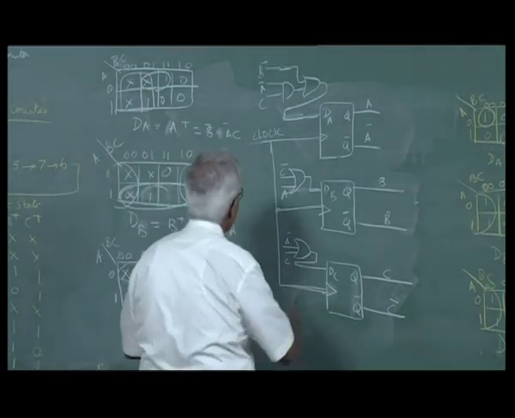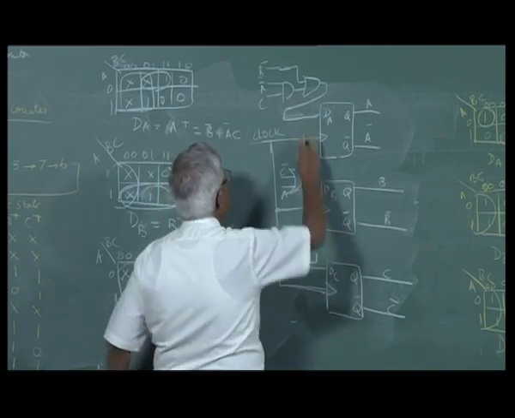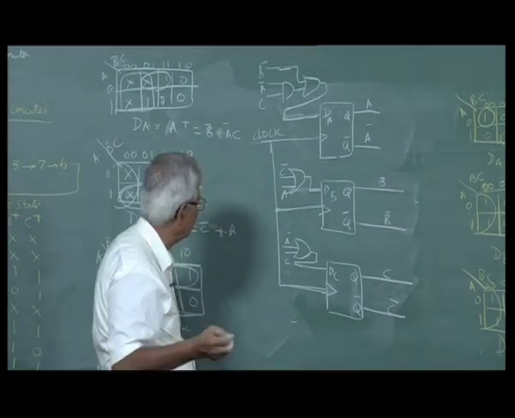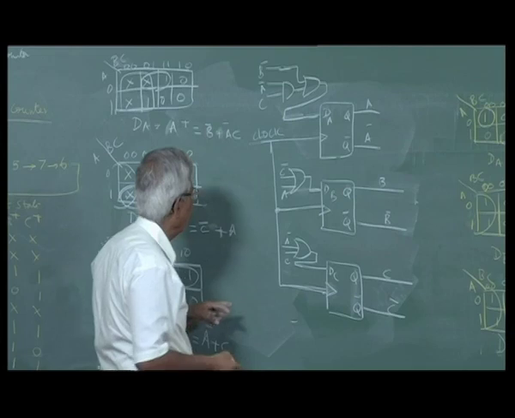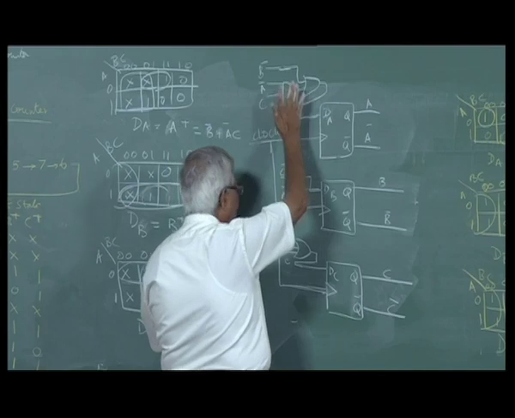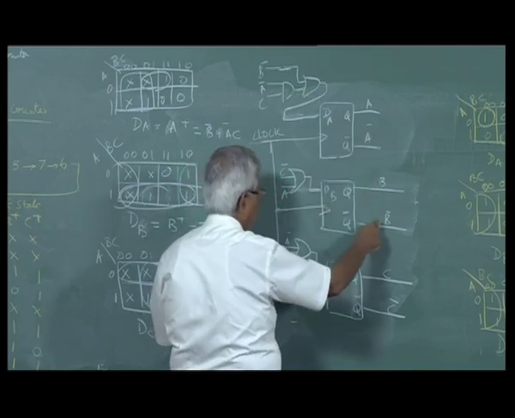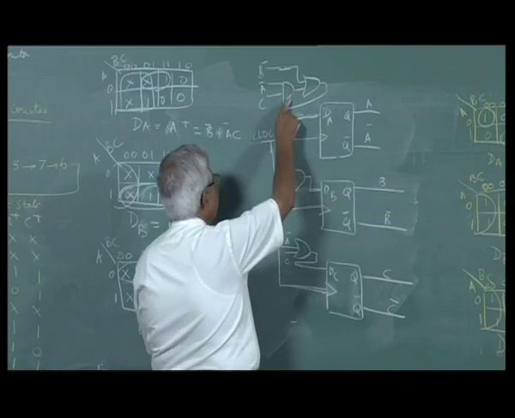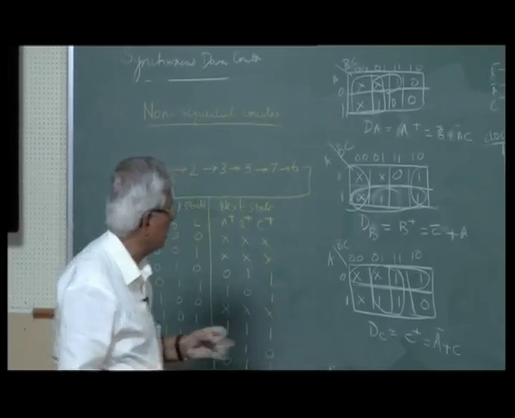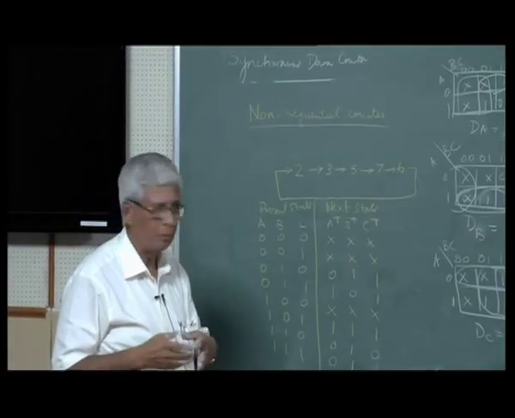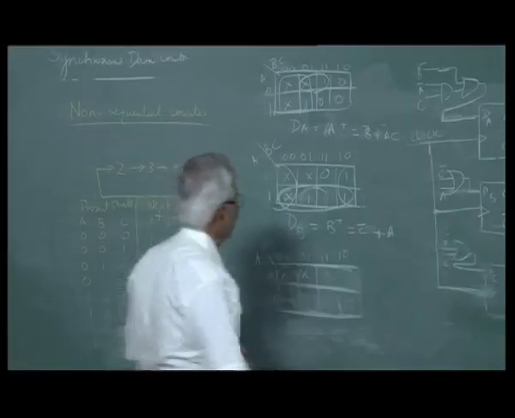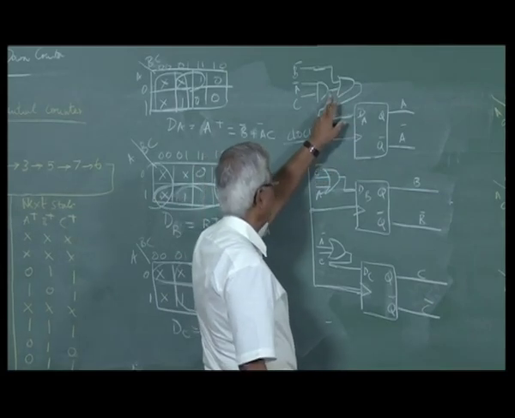We will assume that normally these combination logics are very simple: 2 gates, 1 gate, 1 gate. So it is a small amount of delay, and the clock is applied. This will be ready even before the clock comes, because A bar, B bar, C bar are available already. So the delay of the combination logic can be ignored, because DA, DB, DC are available even before the clock comes. So these are stabilized.